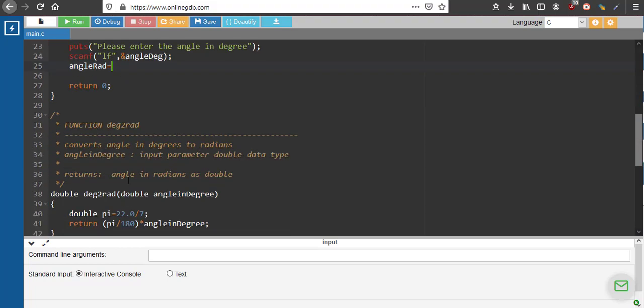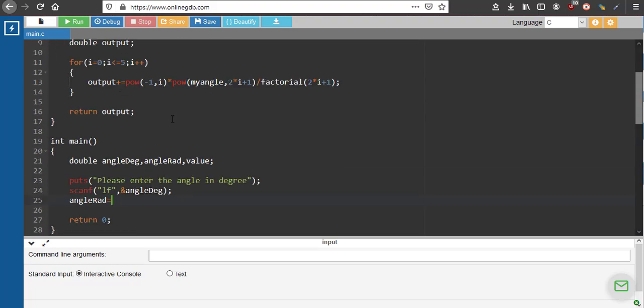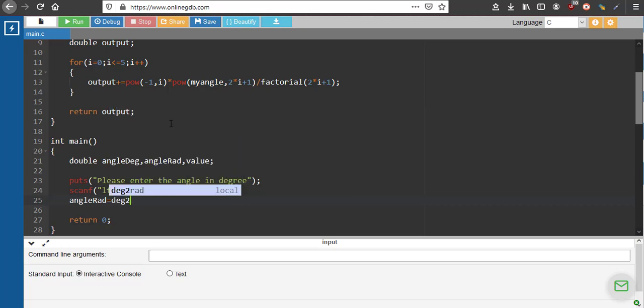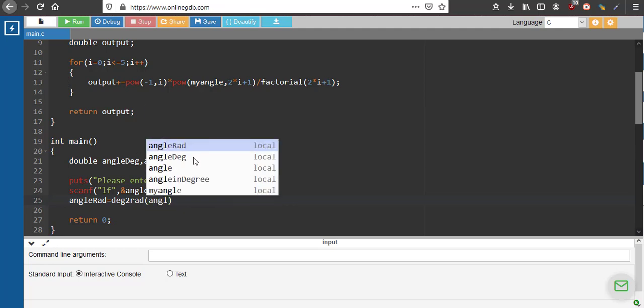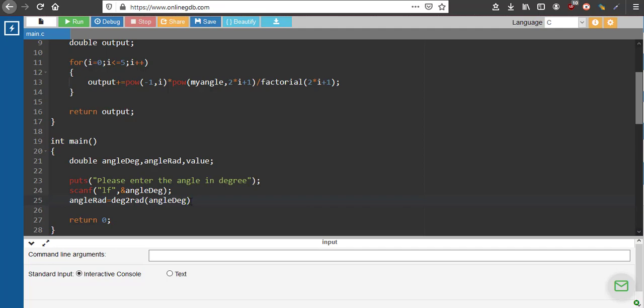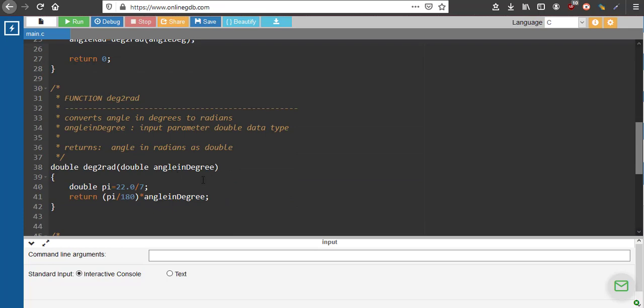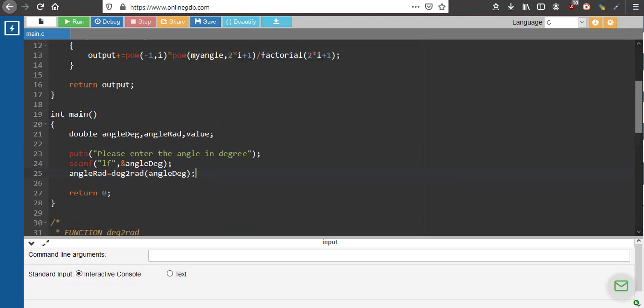How do you convert? I will use this function, degree to radian. Right, degree to radian of what is the angle? So basically angle in degree. So I am calling this function, giving in angle in degree and getting back angle in radians. So I got the angle in radians stored in this variable, angle_rad. Okay.